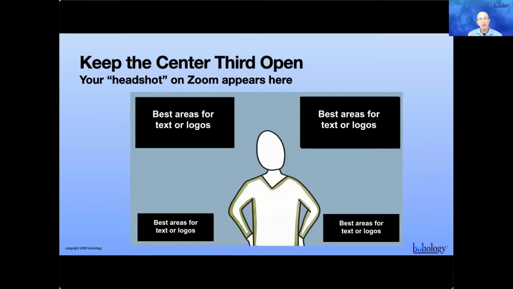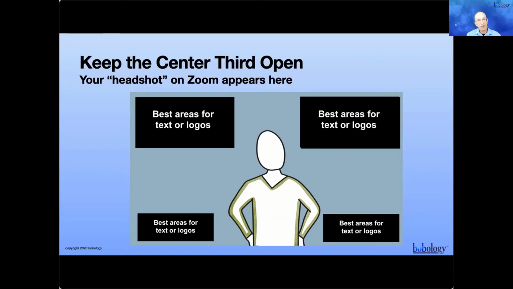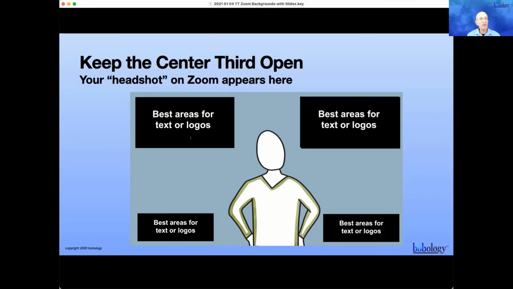Now, as you know, when you're on Zoom, you're generally in the center of the image, wherever your camera is. You can move to the side one way or the other, but generally you want to sit directly in front of the camera. And so the area where your headshot or profile appears is going to take up roughly about a third of the image. So it's best to use the upper left or upper right or lower left or lower right.